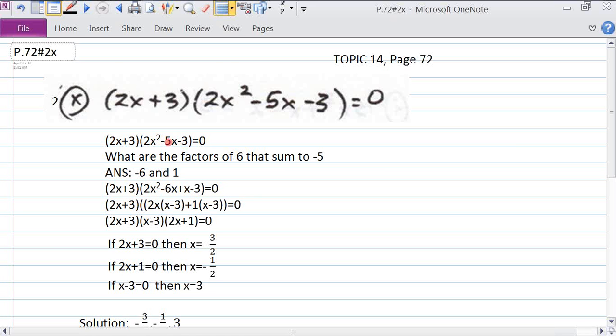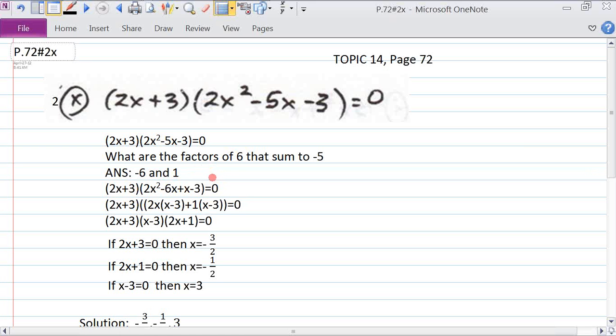So instead of writing minus 5x right here, I'm going to write minus 6x plus x, because the factors are minus 6 and 1. So what are the factors of 6 that sum to minus 5? Okay, so they're minus 6 and plus 1.